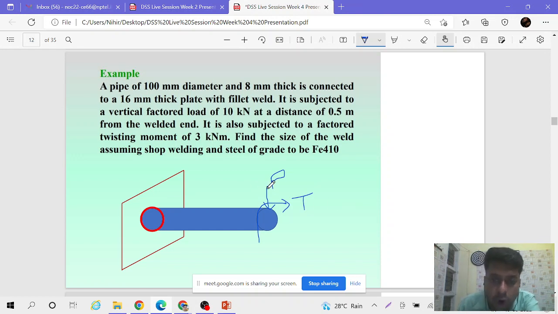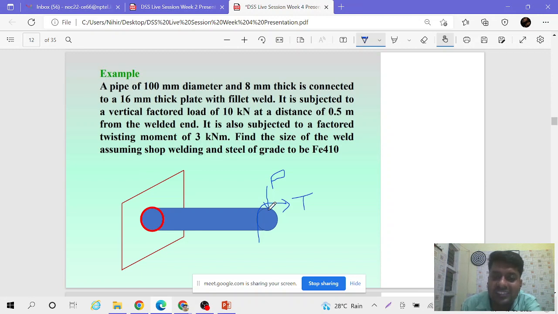Because of this load P, what type of stresses will come into the picture at this point, meaning what type of stresses will the weld experience because of this P load alone? I am not talking about this twisting moment. Let us forget this twisting moment for the time being and only consider that this P load is acting here.